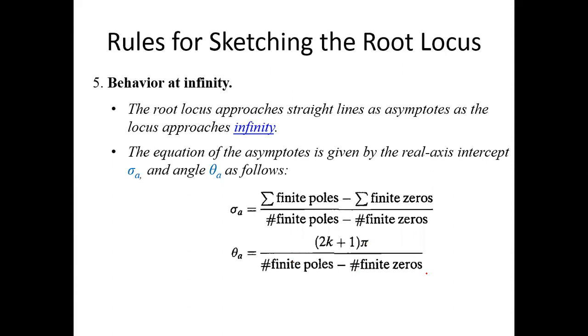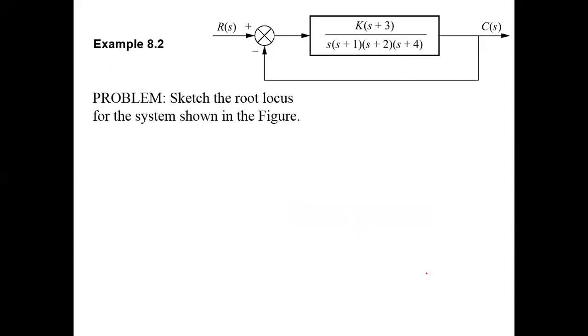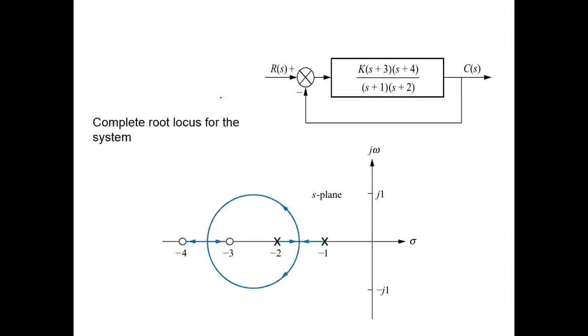Now we draw the root locus for 2 different examples by using all these 5 rules. So here we have a fourth order system. We want to sketch the root locus for the system shown in this figure. So first we discuss a simple example.